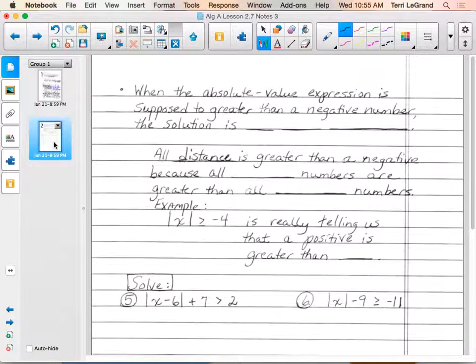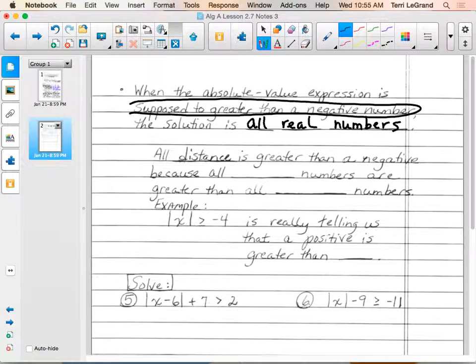Here's our other special case. When the absolute value expression is supposed to be greater than a negative number, the solution is all real numbers. Now notice, let's circle that again: supposed to be greater than a negative number. Notice it didn't say 0 this time. It says supposed to be greater than a negative number.